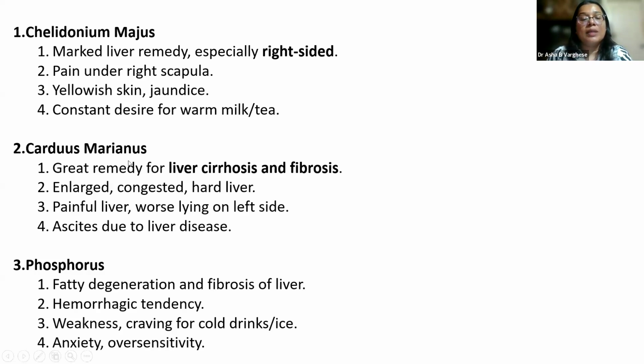Second one is cardamom. We already spoke. It is one of the best remedies for liver cirrhosis and fibrosis. Enlarged, congested, hard liver. Painful liver, worse lying on the left side. Ascites due to liver disease. There will be accumulation of fluid due to liver disease. So all this is in the cirrhosis stage. Later on, you will find all this.